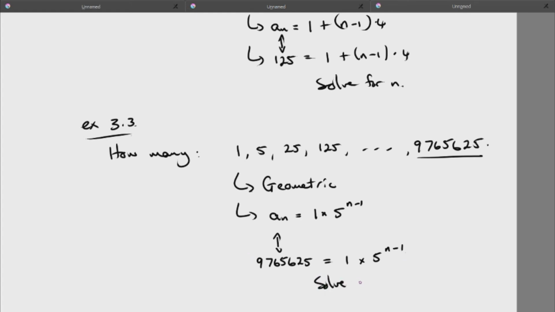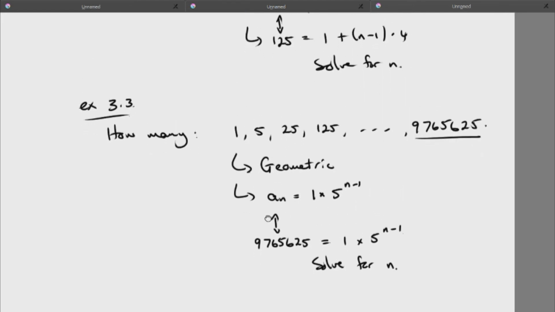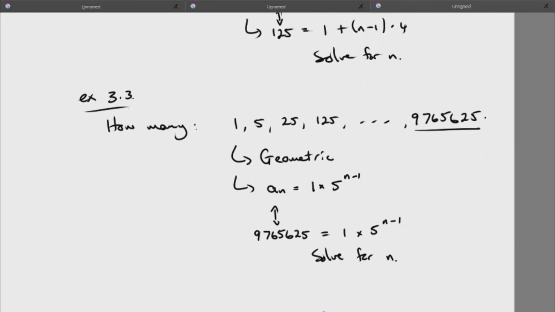Strategy is the same, just a different sequence, so a different formula. Still looking to find the corresponding value of n. But compare the two equations that we get. Previously, we got an equation, and we had the basic algebra tool to solve that top one. That was totally fine, I hope.